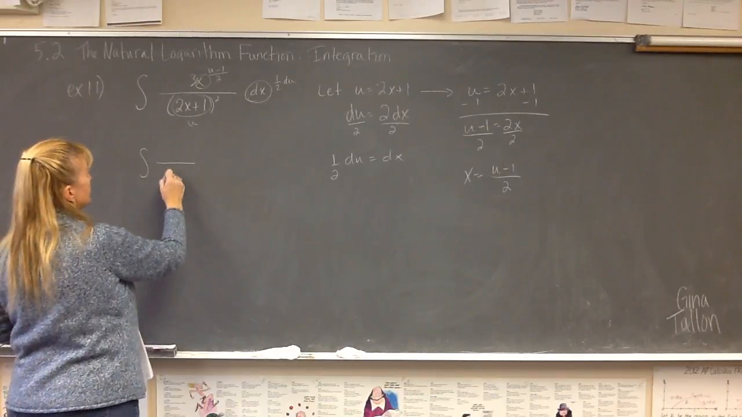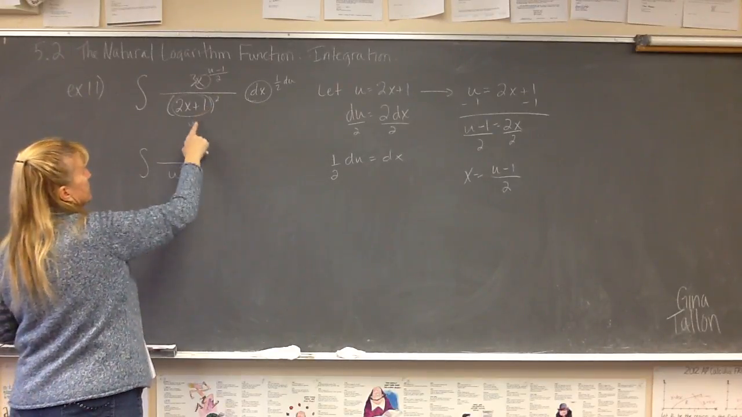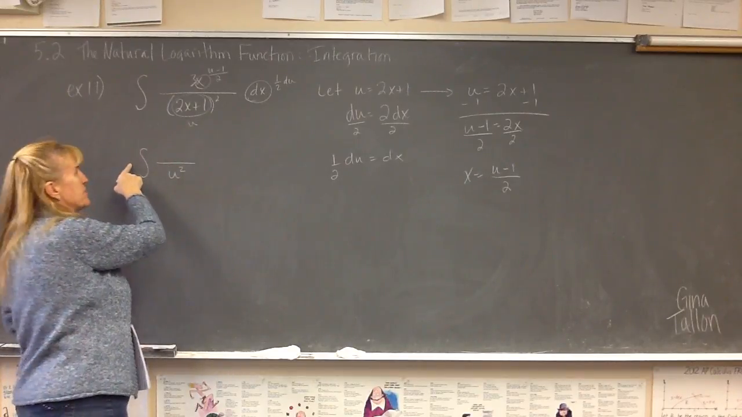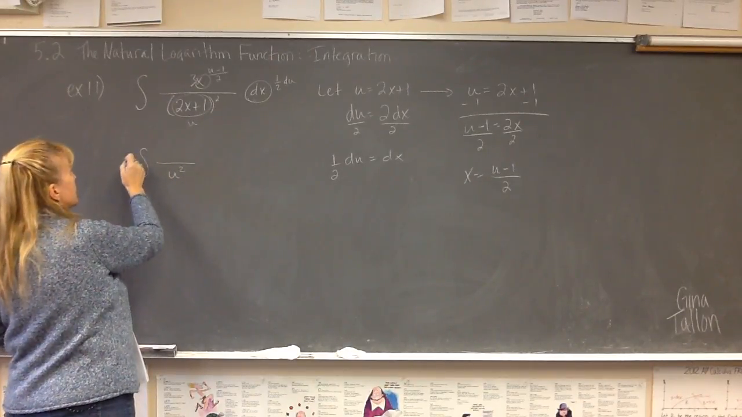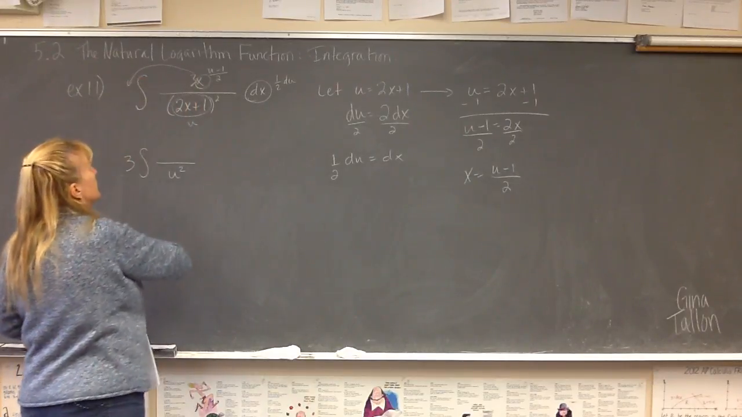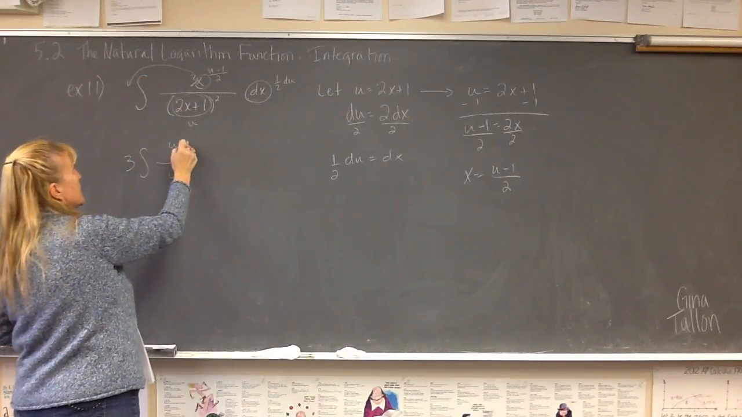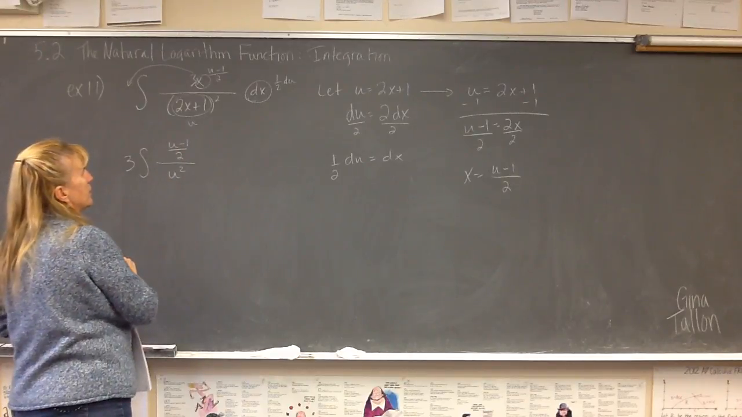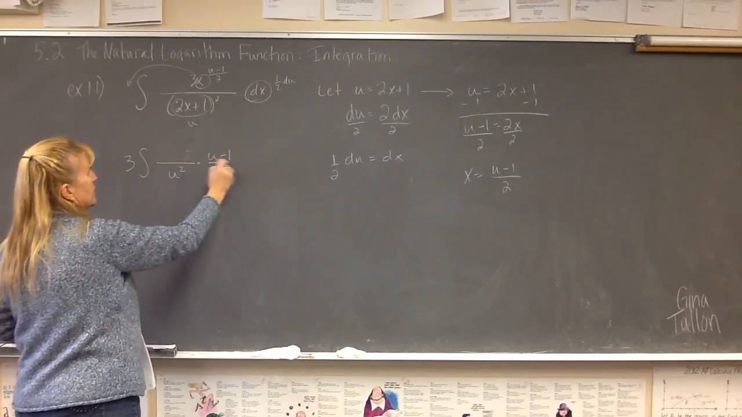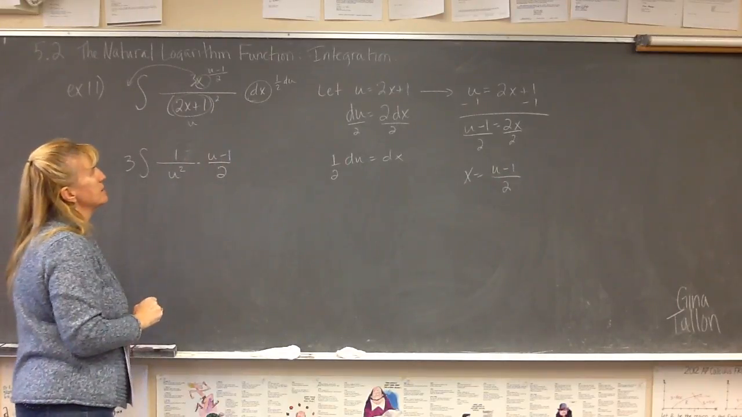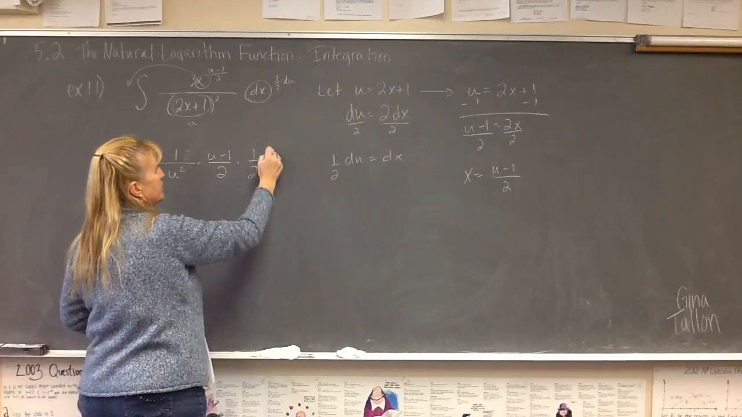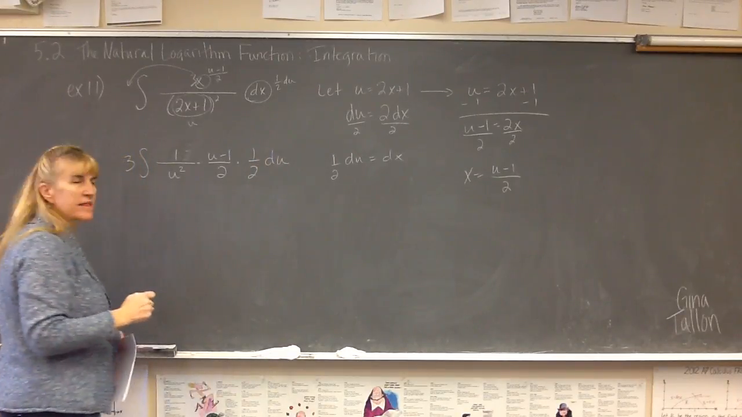My denominator is going to say u squared. That's pretty clear. My numerator has a 3 on it, which I could bring to the outside if I felt like it. Yeah, let's bring that 3 to the outside, okay? This 3 is going to come out here. Now my x is u minus 1 over 2, which, if I feel like it, I could just write as u minus 1 over 2, leave a 1 there. And now my dx is 1/2 du. I think this is going to work.